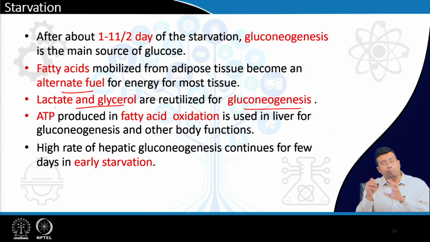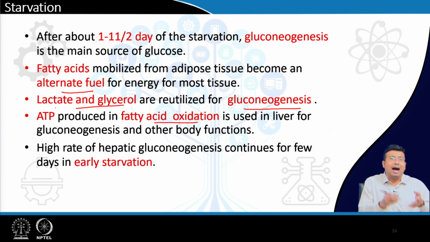Now, the fatty acids will be broken down by the process of beta oxidation, alpha oxidation, omega oxidation, again a topic of interest that we will be discussing later in our lecture series. Fatty acid oxidation will lead to the production of ATP, and that ATP will be utilized by the liver for gluconeogenesis and other body functions, because we also need ATP to continue the very simple reaction that we discussed in the very first class of thermodynamic coupling, right.